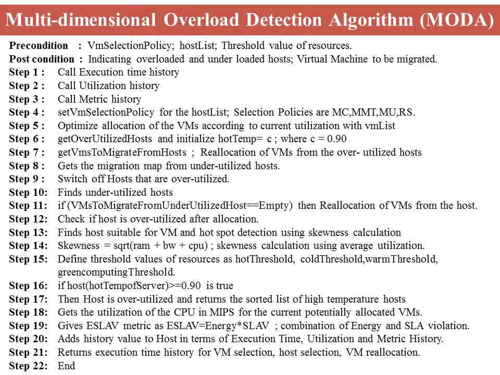Next, this is the elaborated pseudocode or algorithm of MODA, and you can find the different steps involved. Step 4 concentrates on the VM selection policy, whereby the host has a list of selection policies, namely MC, MMT, MU and RS, which are maximum correlation, minimum migration time, minimum utilization and random selection, which we'll discuss in the next slides.